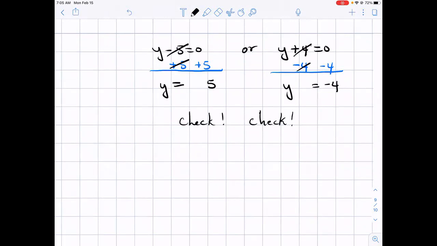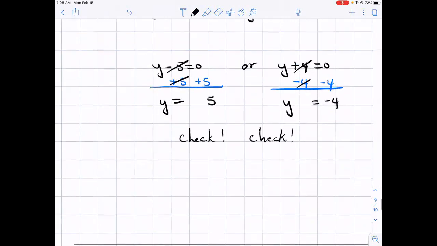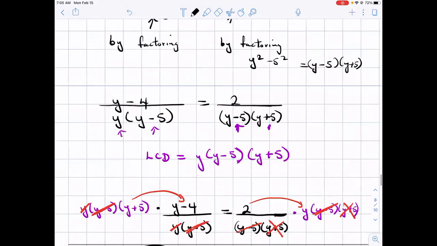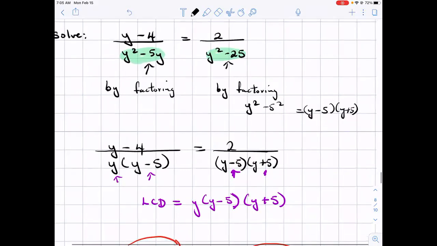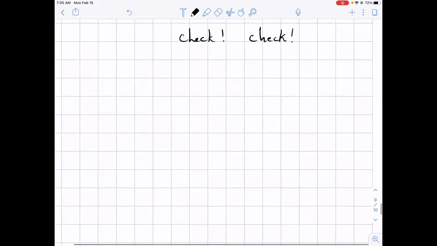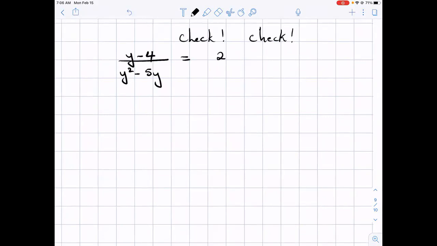So what happens if we plug in 5 and minus 4? Well, remember our original equation, right? You could go back to the original, or you could just plug it into the factored version. So our original equation that we had was y minus 4 over y squared minus 5y equals 2 over y squared minus 25.